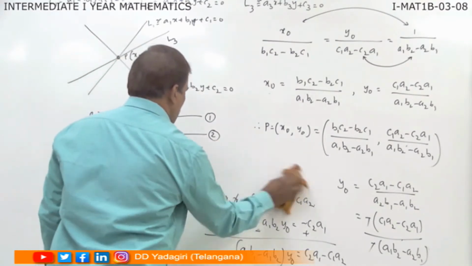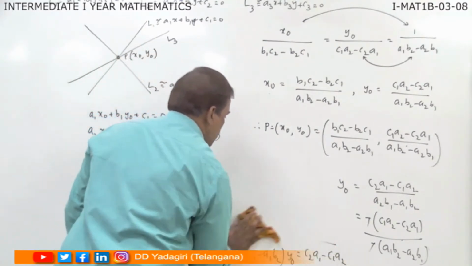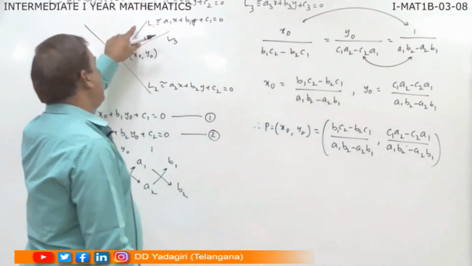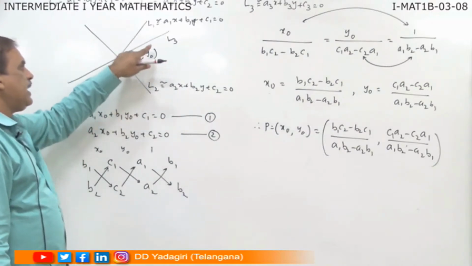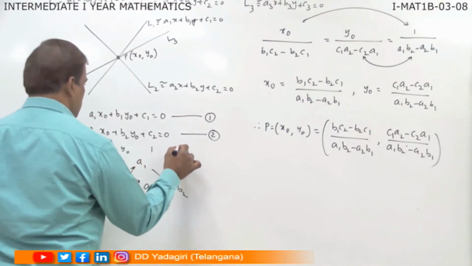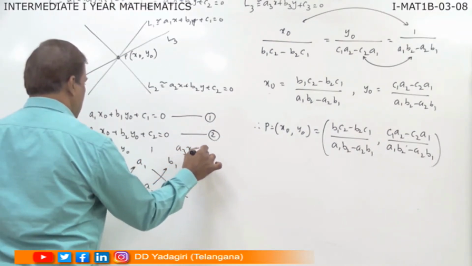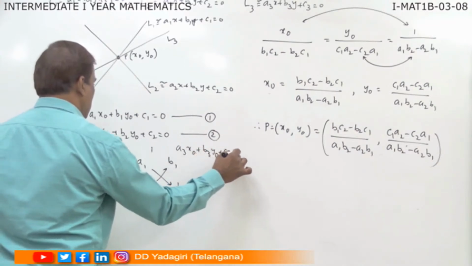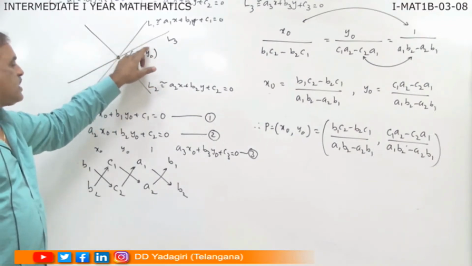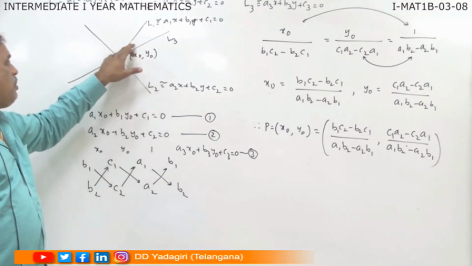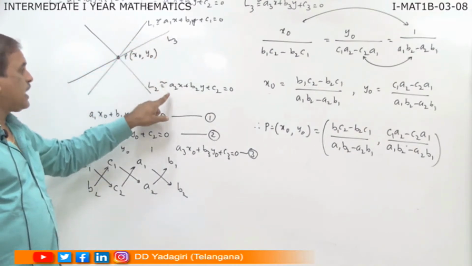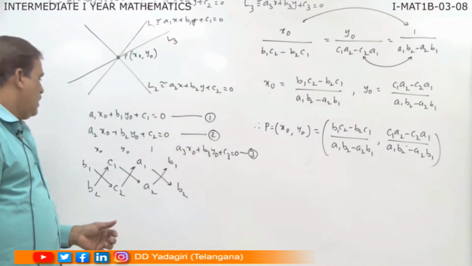Now we solve the first and second lines. Let's say x0 comma y0 is the point of intersection of the lines. Then x0 comma y0 lies on the first line as well as second line as well as on the third line. So we'll put the third line equation also: a3x0 plus b3y0 plus c3 is equal to 0. Let x0 comma y0 be the point of concurrence of these three lines. Then x0 comma y0 lies on the first line, on the second line as well as on the third line. Now solving 1 and 2.